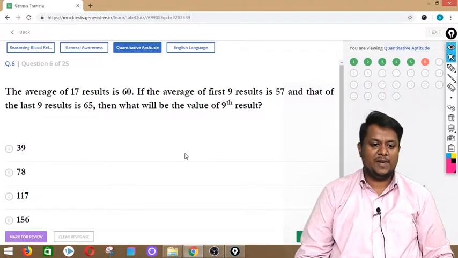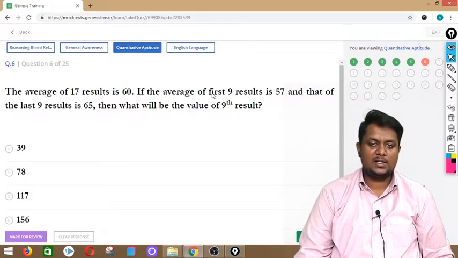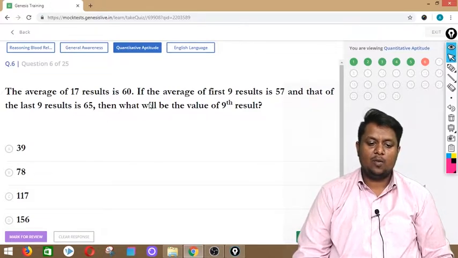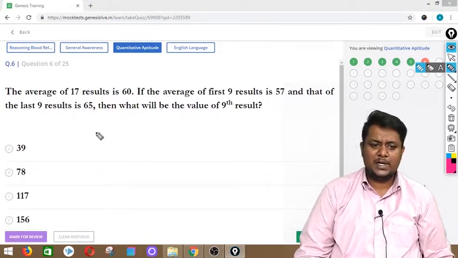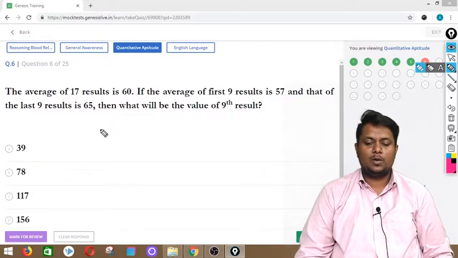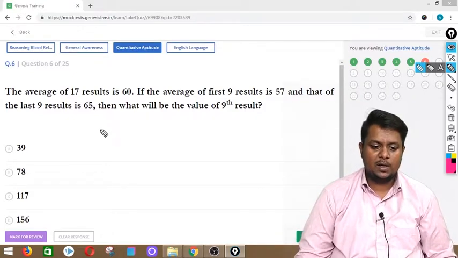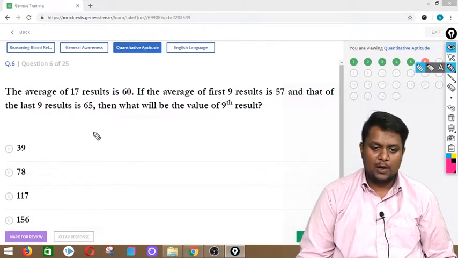The average of 17 results is 60. The average of first 9 results is 57 and that of last 9 results is 65. Then what will be the value of 9th result? So this is a question based on averages, and this is a pretty simple question when we know the final step. So when you know this particular question and if you come across these kind of questions, just do the final step. I'm going to explain why that final step alone is necessary to solve this question.